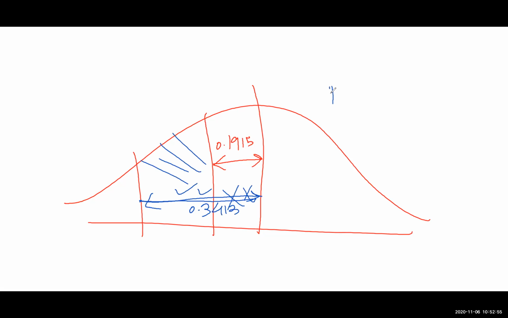Yes, sir. So the required probability, all of you write the last sentence: required probability equals 0.3413 minus 0.1915. Is that clear?